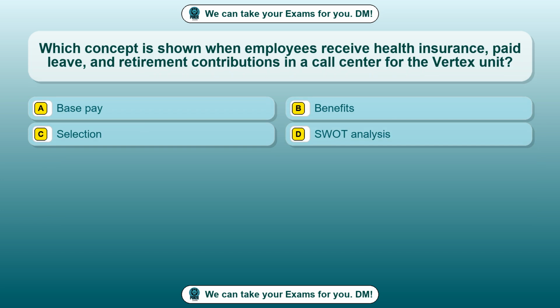Question 26. Which concept is shown when employees receive health insurance, paid leave, and retirement contributions in a call center for the Vertex unit? Option A, base pay. Option B, benefits.